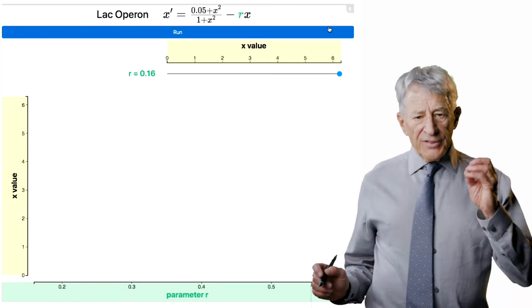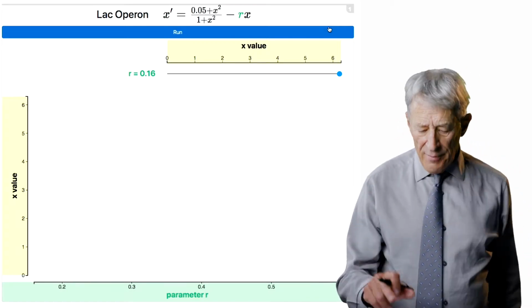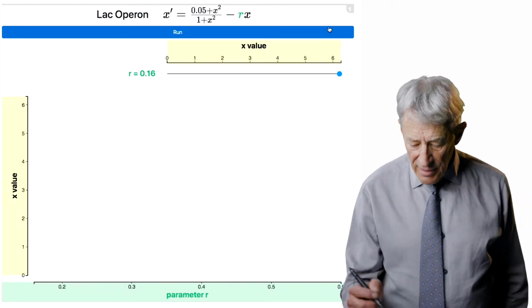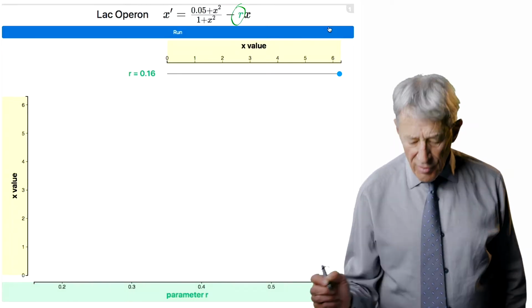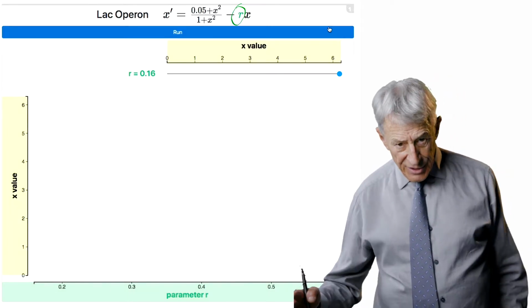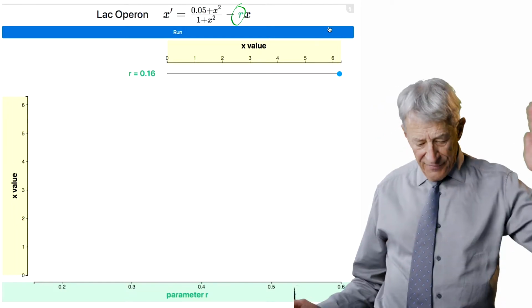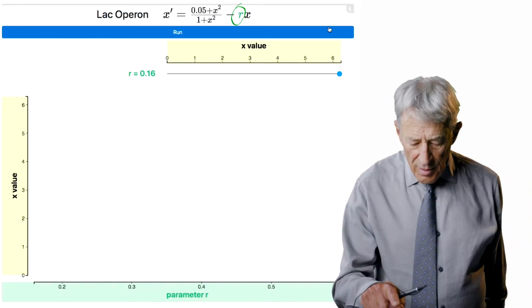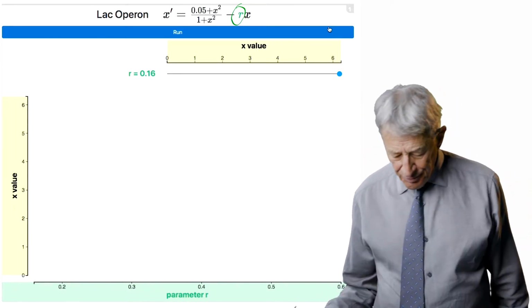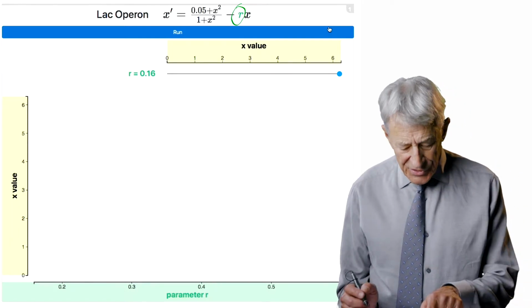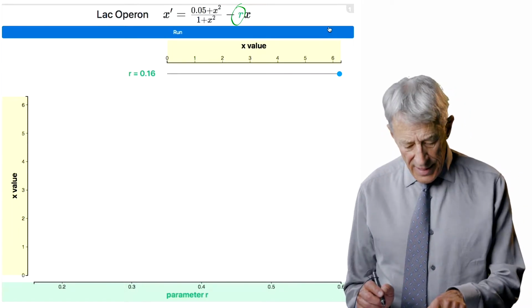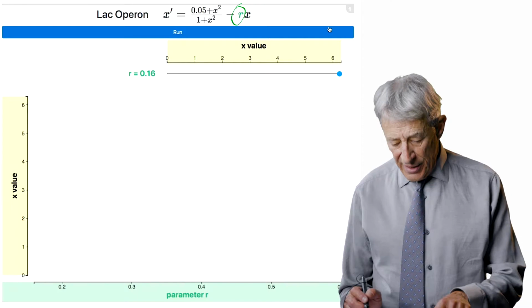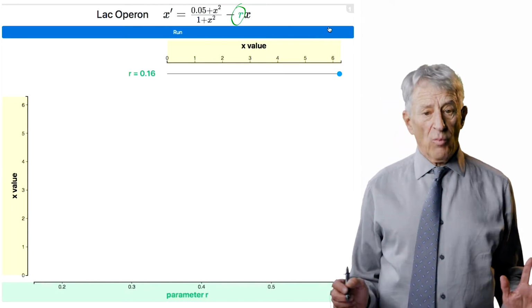So we're going to let the R parameter vary. Remember the R parameter, it's the rate of degradation. It's the thing that produces the bifurcation. But we're going to let that vary. And we're going to start with R at a very low value, 0.16.